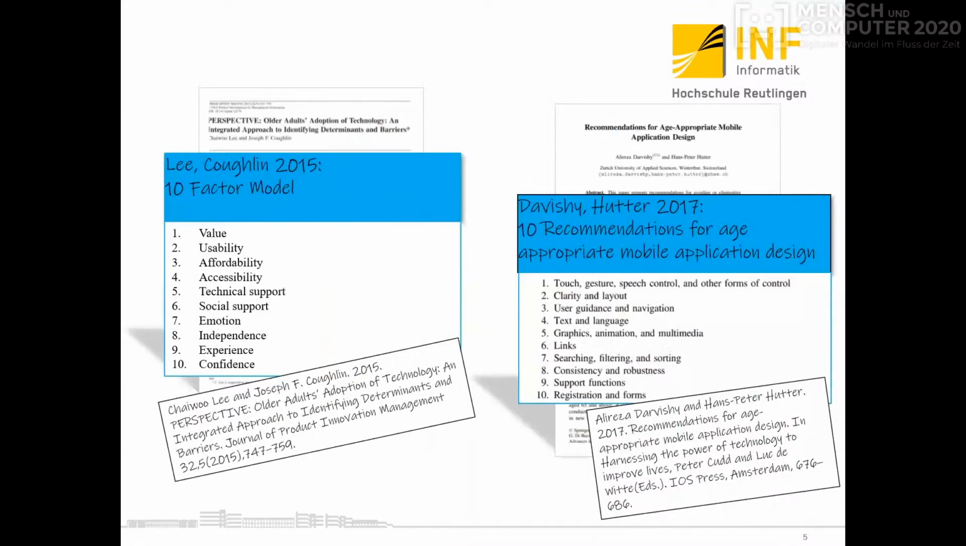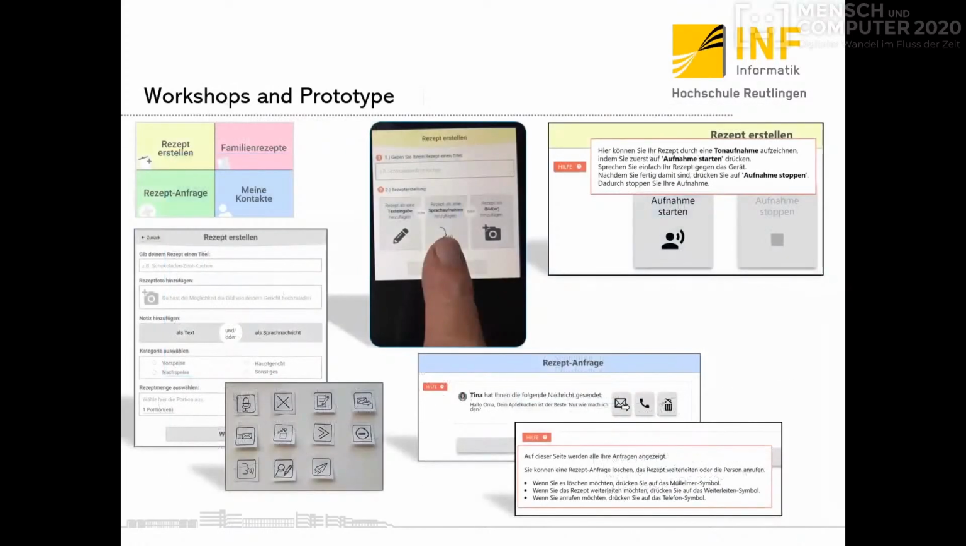For designing our system, we took the 10 factors of facilitators of older adults' adoption of technology of Fleay and Cuffling and the recommendations for dealing with visual, auditory, tactile, and cognitive limitations by Dervishi and Hutter into consideration. To validate the usage scenario, we performed 2 workshops with 4 persons. They could use a fully clickable mockup, discuss the idea, and give us feedback.